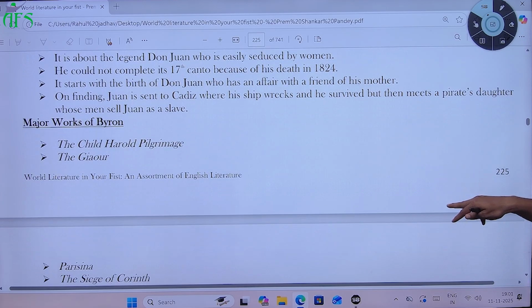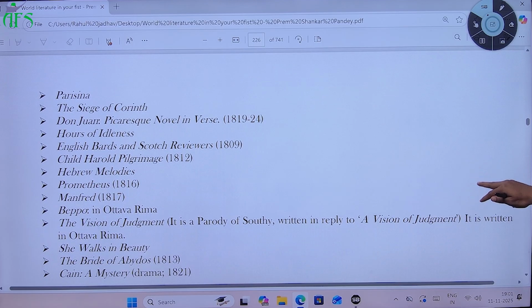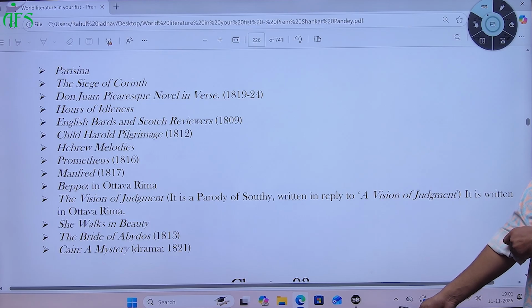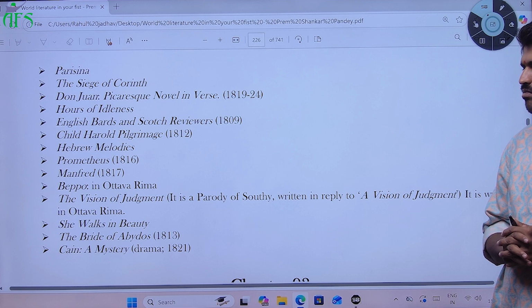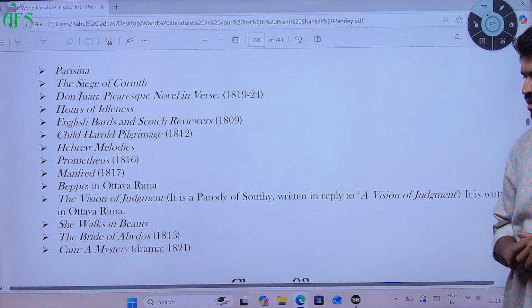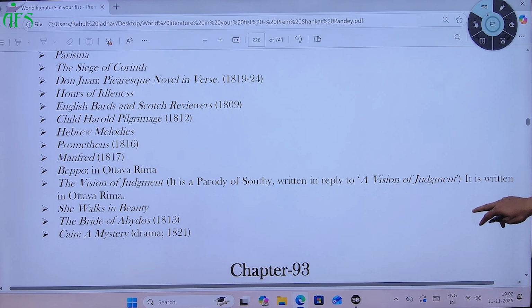His major works include Childe Harold's Pilgrimage, The Giaour, Parisina, then The Siege of Corinth, then Don Juan, a picaresque novel in verse, then Hours of Idleness, then English Bards and Scotch Reviewers, Childe Harold's Pilgrimage, then Hebrew Melodies, Prometheus, Manfred, Beppo in Ottava Rima, then The Vision of Judgment. It is a parody of Southey, written in reply to A Vision of Judgment, and it is written in Ottava Rima. She Walks in Beauty, and then The Bride of Abydos, then Sian and a mystery.